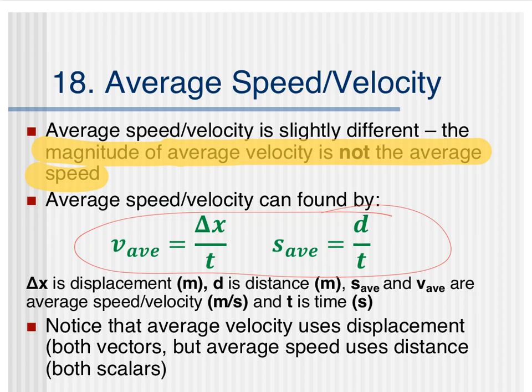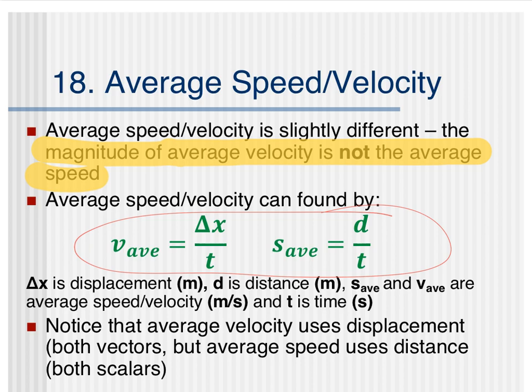Just a quick note here on units. The standard units for displacement or distance are both the meters. That's the standard SI unit. Do keep in mind, though, that distance and displacement have different meanings. The standard units for average speed and for average velocity both are going to be meters per second, and our standard unit for time is seconds.